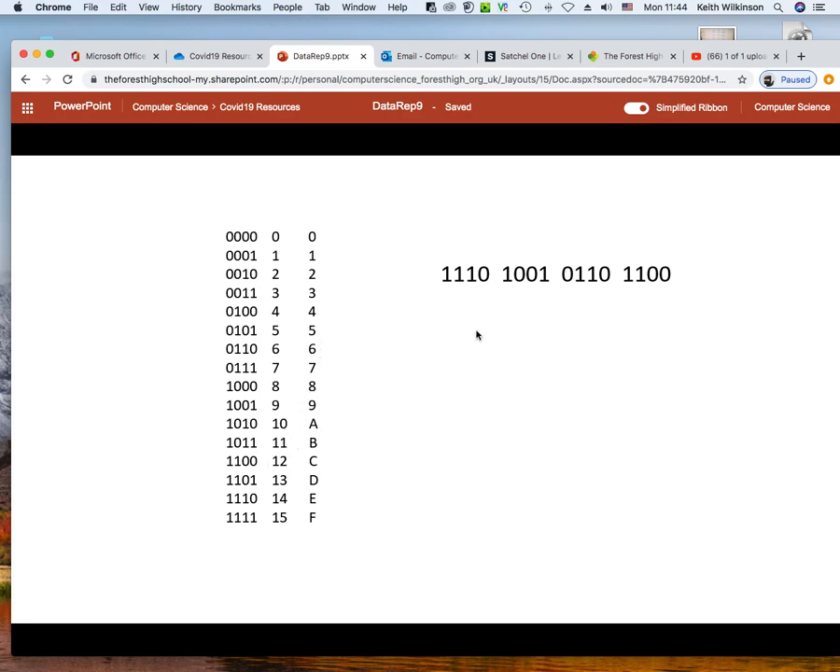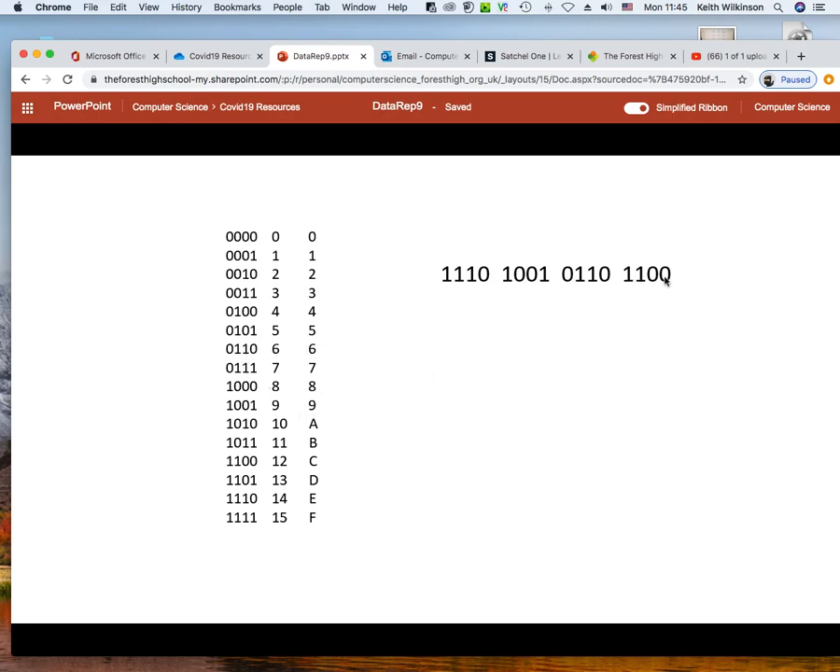You can't just write down 10 then 11. It has no meaning. So let's find this one. Treble 10, so that is down here, that's an E. Then 1001, we've done that already, that is a 9 in hexadecimal. Then 0110, that is a 6 in hexadecimal.